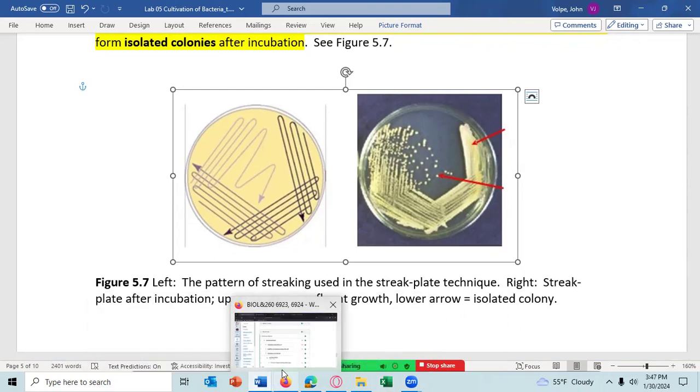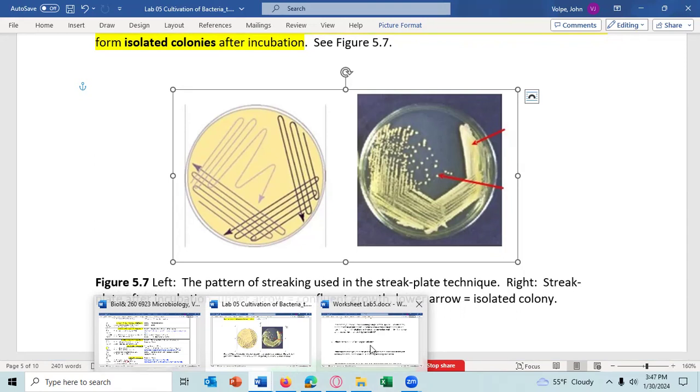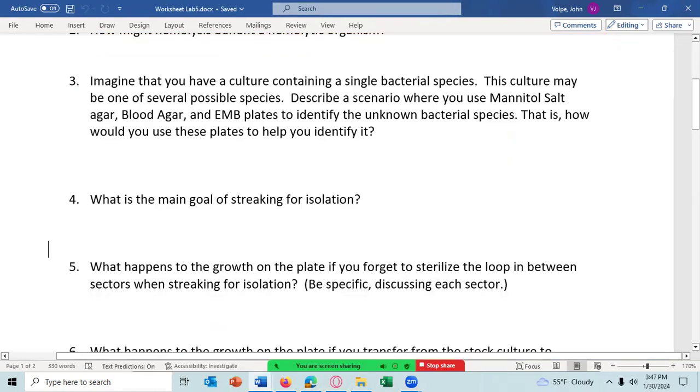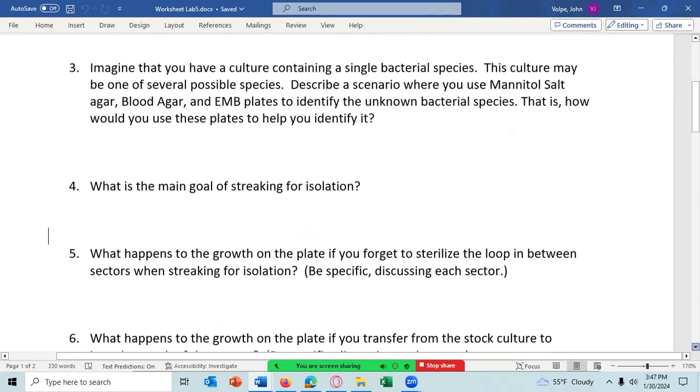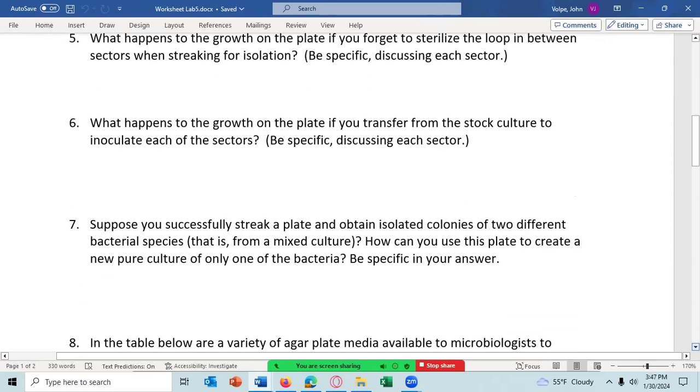Question 5 is a thinking question. I'm going to warn you that most students get it wrong the first time they answer it. Question 6 is also a thinking question, similar to question 5. What happens to the growth on the plate if you transfer from stock culture to inoculate each sector? You need to be specific in your answer, discussing the growth on each sector.